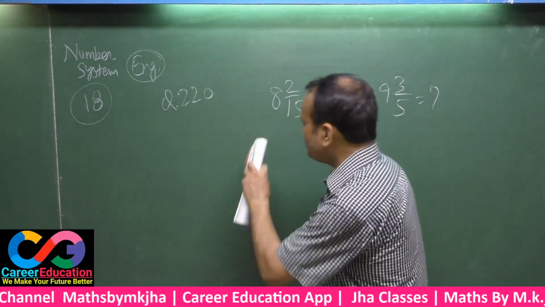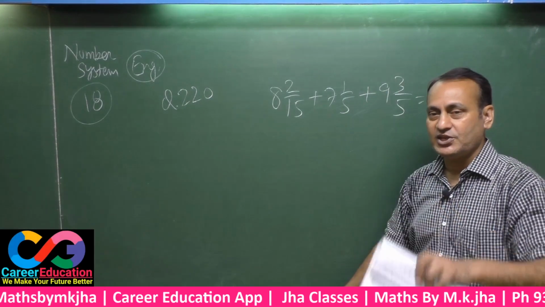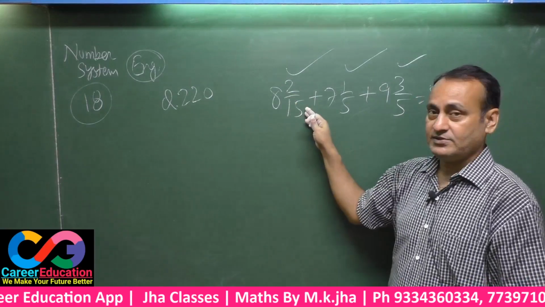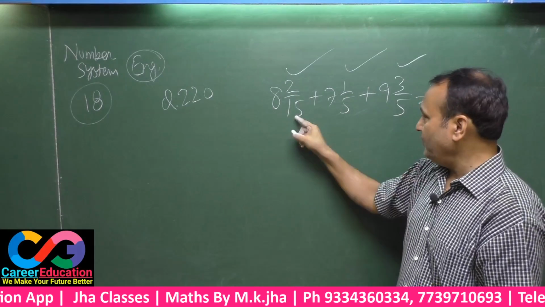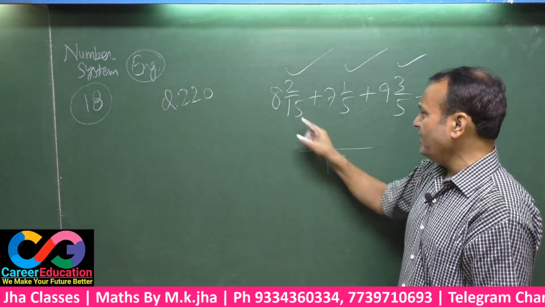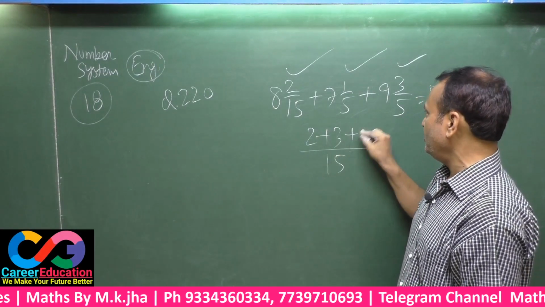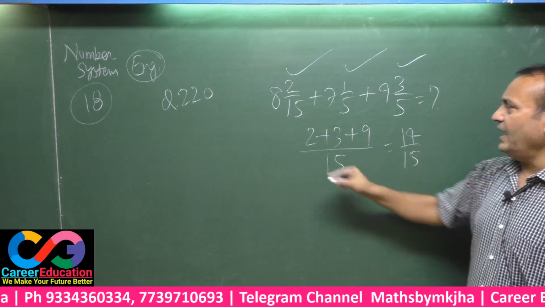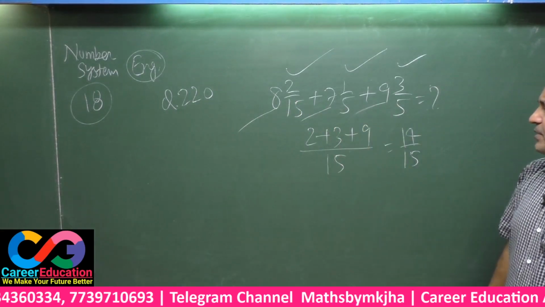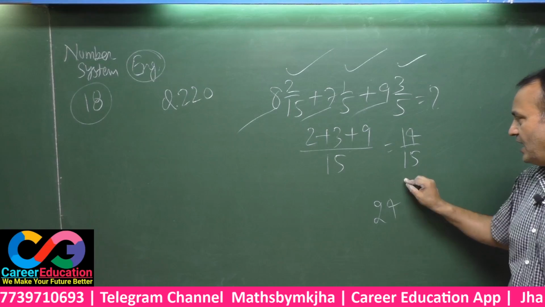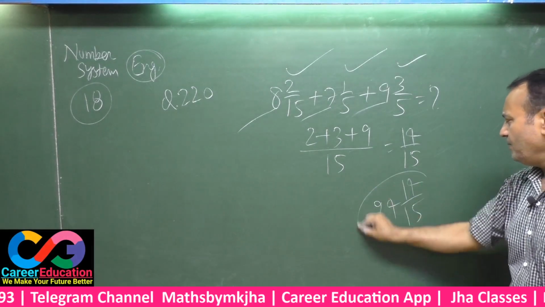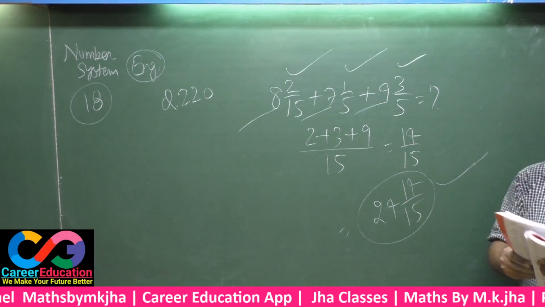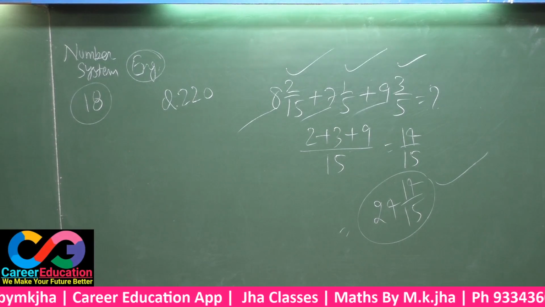That means in such a situation you have to do like this. You have to solve only these fractions, not mixed fractions. The LCM of 15, 5 and 5 is 15. This will be 2, this will be 3, this will be 9, and this is 3 plus 2 is 5, plus 9 is 14 by 15. Now add all this: 8 plus 7 plus 9 is 24. That means the answer is 24 14 by 15. This is the final answer. Note down first.